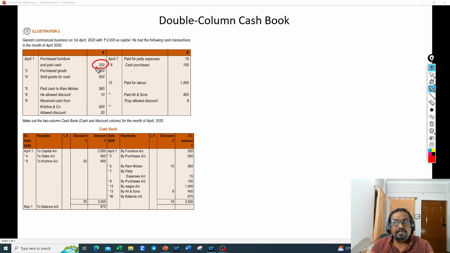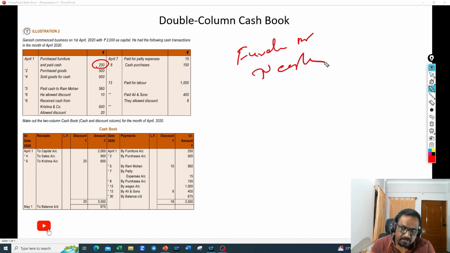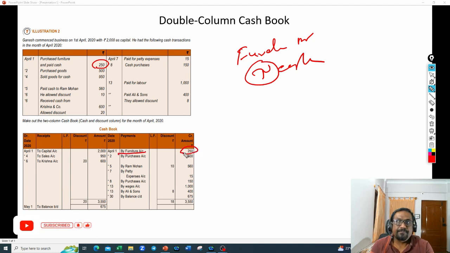Next. Purchased furniture and paid cash 250. When we purchase furniture and pay cash, what entry do we write? Furniture is coming in. Furniture account debit to cash account. So by furniture, see here 250. Clear?